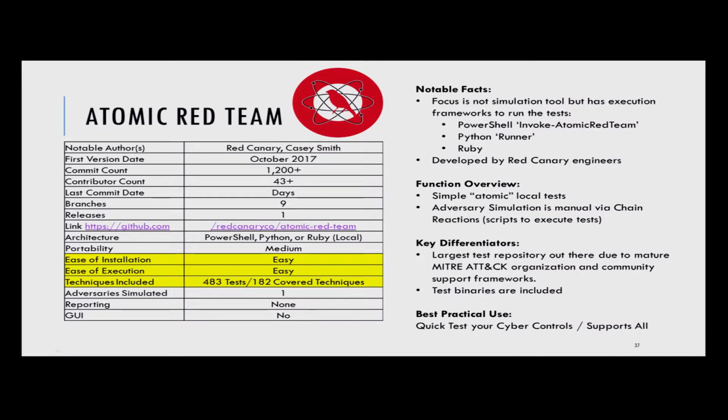The real benefit for these is that they're simple and they're atomic. They run within themselves. There's really no other binaries to download. You just run the tool. Some of these, as you notice, there are 483 tests, but 182 covered techniques. So that means that there are multiple tests per technique. And you'll see in the screenshot next of me running the Invoke-AtomicRedTeam execution framework out of PowerShell.